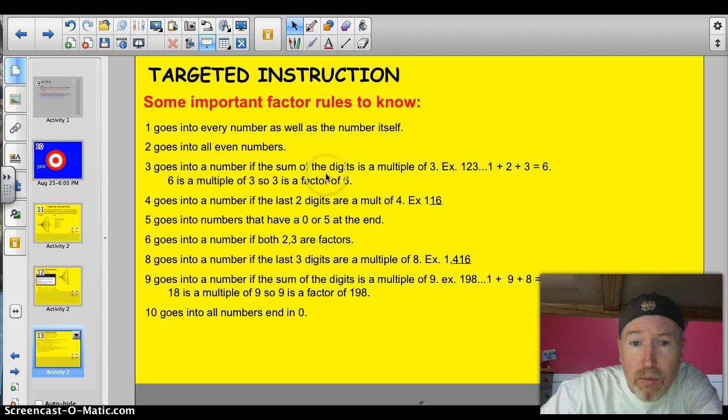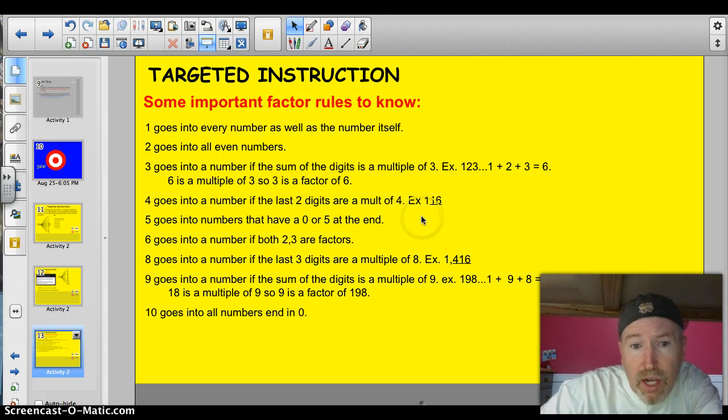3 goes into a number if the sum of the digits is a multiple of 3. So take a look at 123. 1 plus 2 plus 3 equals 6. So 6 is a multiple of 3, and so 3 is a factor of 123.